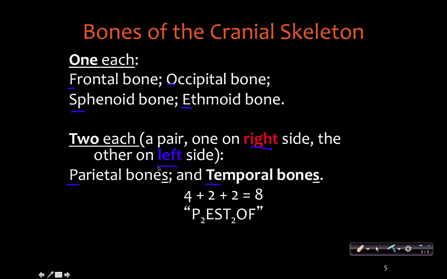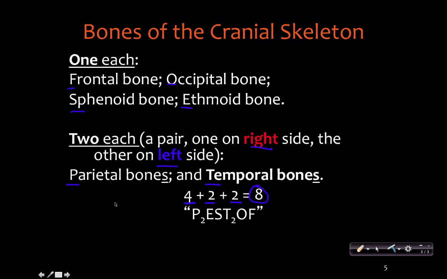So if we go back to the slide before this, slide number 3, we said that there were 8 bones in total. And so what do we have? We've got the 4 singleton bones plus 2 parietals plus 2 temporal bones.